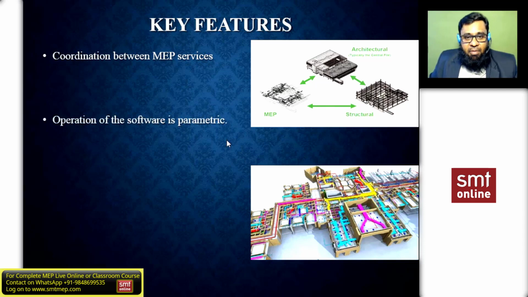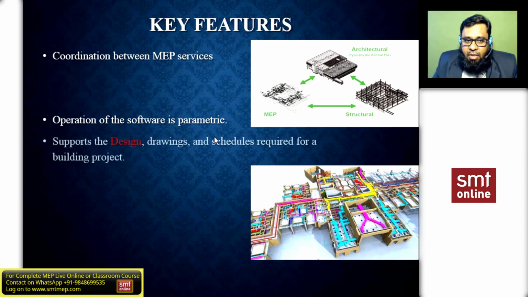Next, operation of the software is parametric. It means a change anywhere will update everywhere. For example, if you talk about the equation Q equals AV, keeping Q constant, say the flow rate in ducting. If you keep the flow rate constant in the duct and increase the velocity, automatically the duct sizes will reduce. So it means Revit works on a parametric engine. If you change one parameter, automatically, as per the relation to other parameters, the values will update. And this option is also very useful for designing.